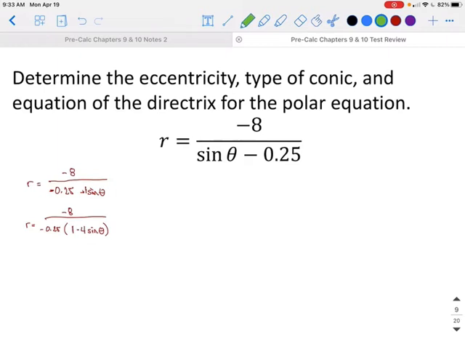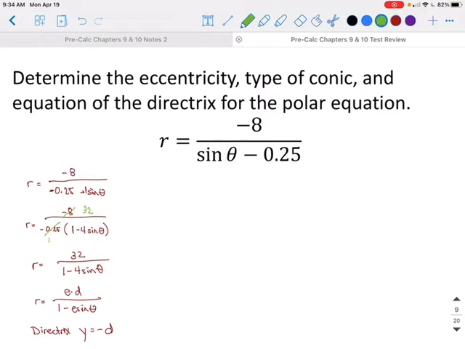Now we're going to simplify this. Negative 0.25 goes into itself once, negative 0.25 goes into negative 8, 32 times. So our equation is going to be 32 over 1 minus 4 sine of theta. So that means the original is in this form with a directrix. Because this is sine, we know it's a y, and because it's 1 minus e sine, we know it's going to be equal to a negative d.